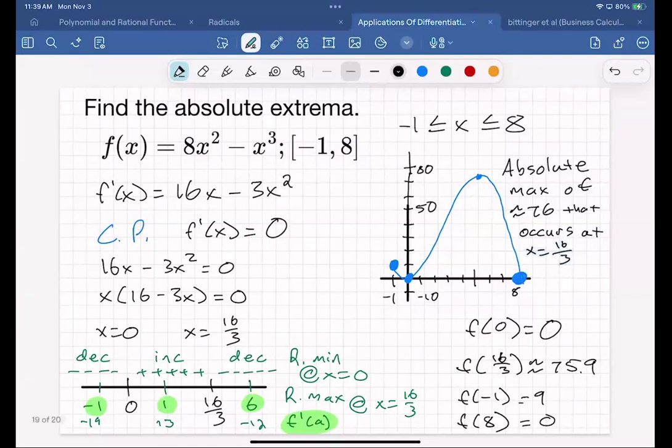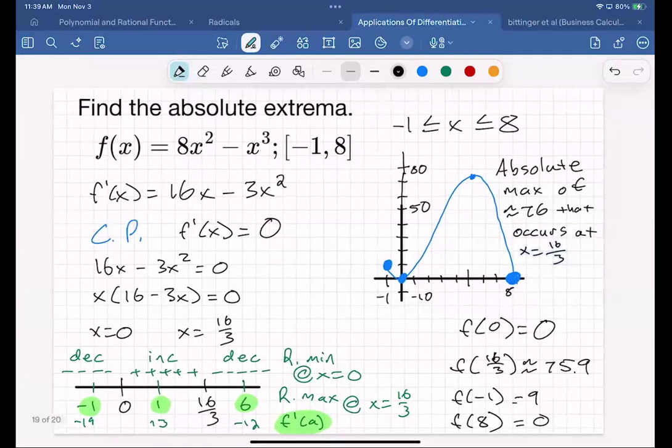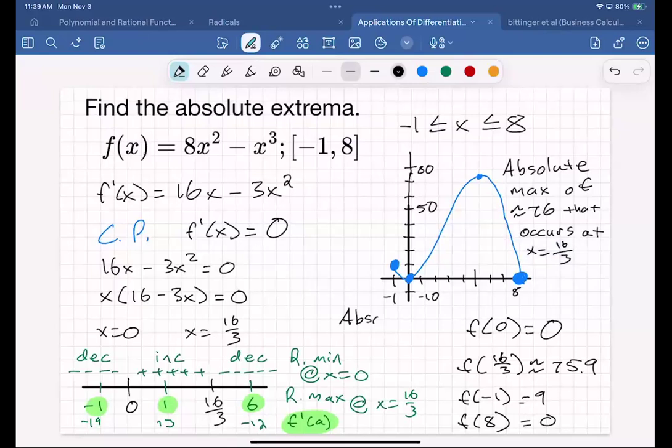So we'll see that we have some absolute mins at x equal to 0 and 8. And the value of that minimum is 0 itself. Okay.